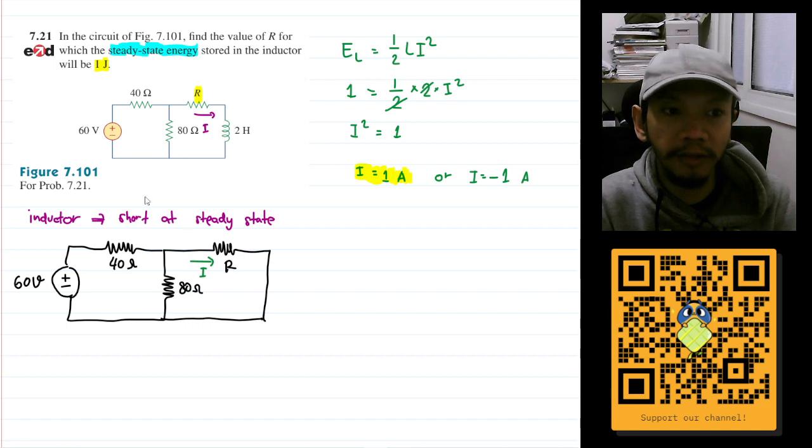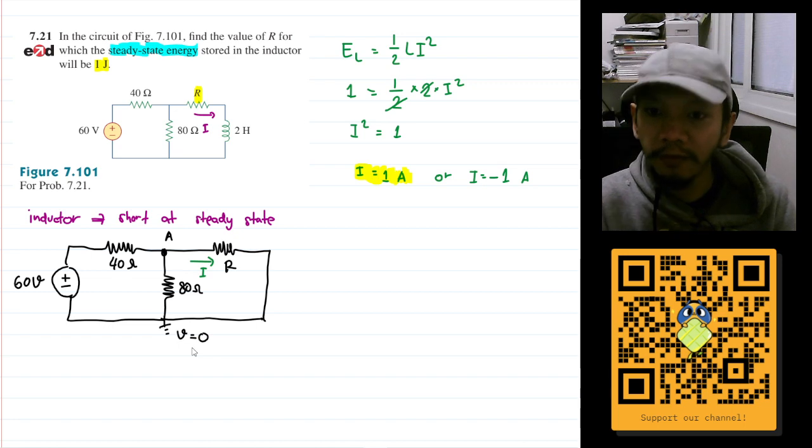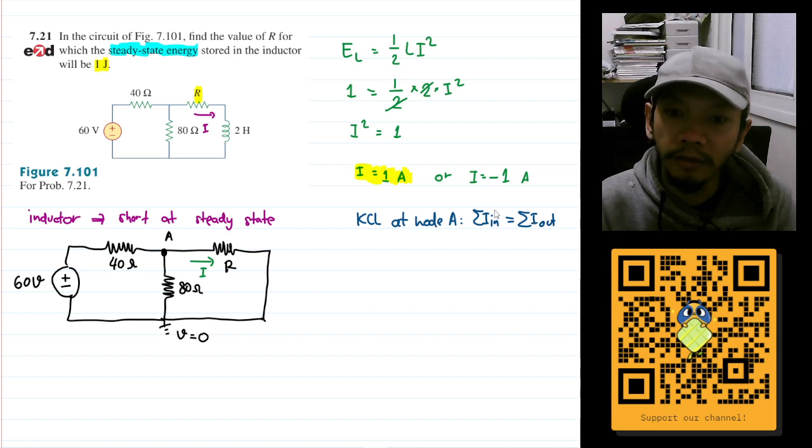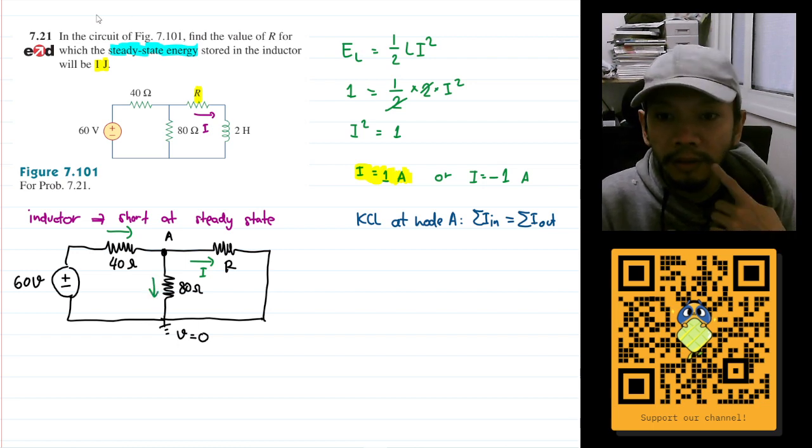How to do that? Let's do KCL at this node here. I name this node as node A, and this one here is our ground, so the voltage here will be 0. Okay, let's do KCL at node A. KCL says that the sum of the currents that go in will equal the sum of the currents that go out. Okay, let's assume the current. So I want this to go to the right and this to go down.